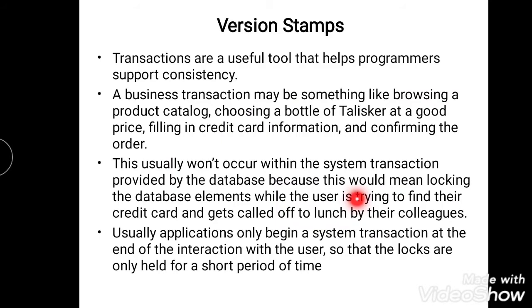A business transaction is what a user thinks of as a transaction. It is something like browsing a product catalog, choosing an item and placing an order, filling in my credit card information and confirming the order. It is something like when I place an order on the Amazon site. That is called a business transaction.